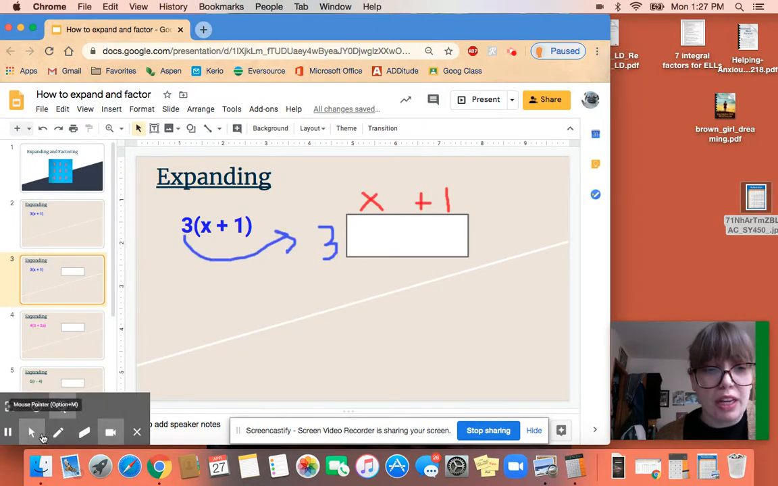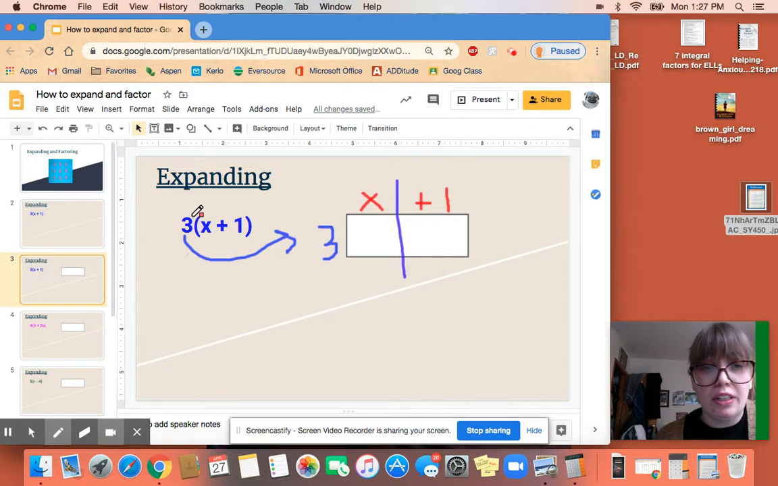Okay. And like I said before, when we have a number outside next to a parenthesis, it just means multiply. So what I'm really doing here is I'm taking this 3 and I'm going to multiply it to each of my pieces inside of the parentheses. So 3 times x gives me 3x. I just drew this purple line down to separate the two pieces inside the equation. 3 times x is 3x.